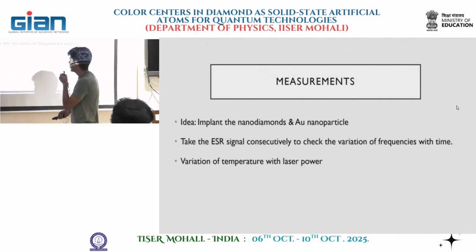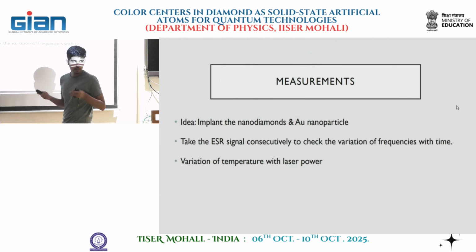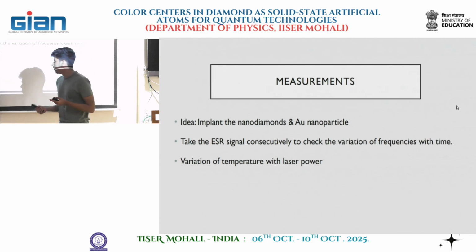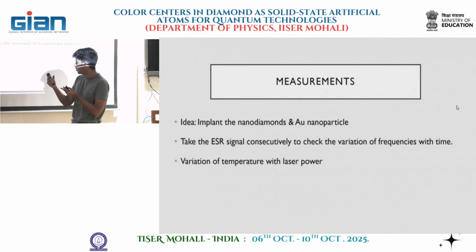Yeah, so we come on to the measurements. The system they created first was they implanted the nano diamond and the gold nanoparticle on a cover slip, and then we need to measure the temperature variation of the zero field splitting. For that, we take the electron spin resonance signal consecutively at different times to get the wavelength variations with time. And then an additional measurement they did was they checked the variation of temperature with laser power.